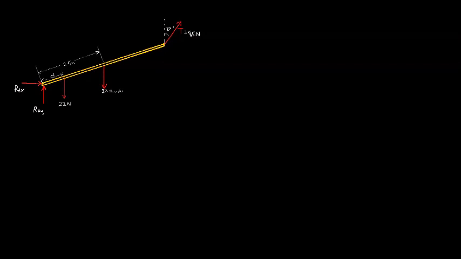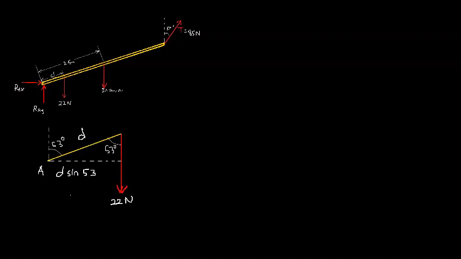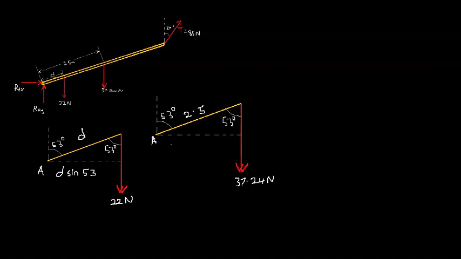To find the distance d, we can calculate the total torque about the hinge A. The first torque we have is due to the 22 Newton force, and its perpendicular distance from hinge A is equal to d sin 53. We take its torque as negative because it tends to turn the rod in a clockwise direction. Next is the weight of the rod, which acts at its midpoint. Its perpendicular distance from hinge A equals 2.5 sin 53 meters. Again, we'll take this as a negative torque since it's a clockwise torque.